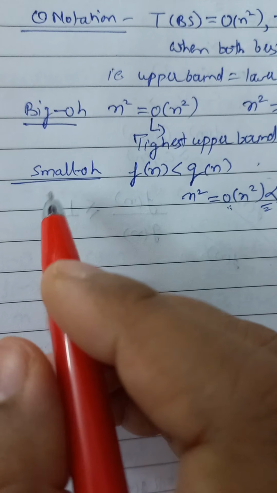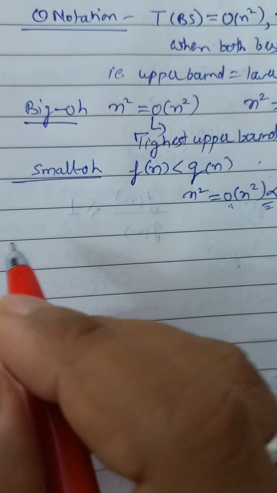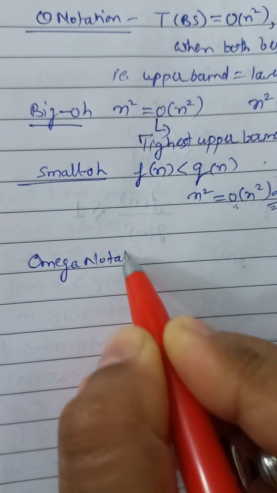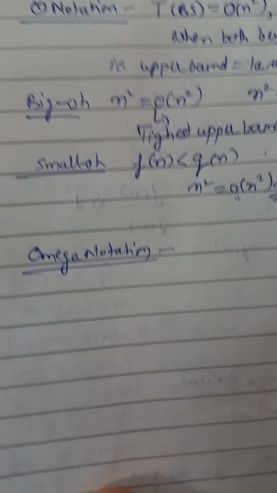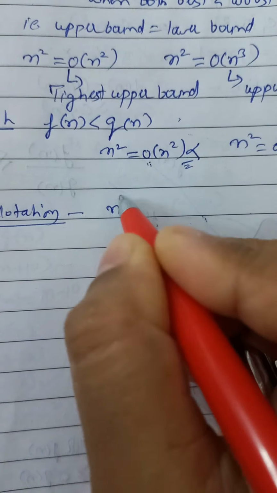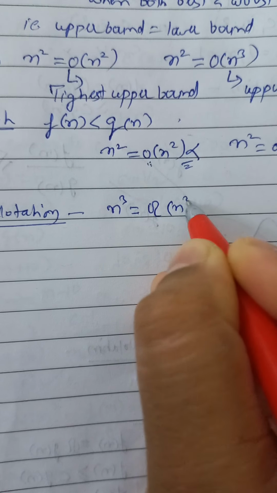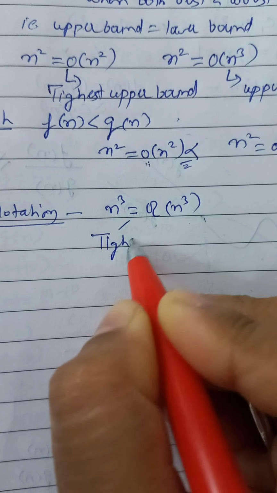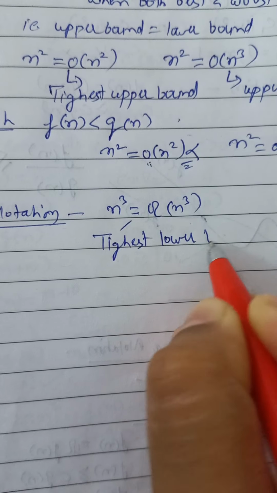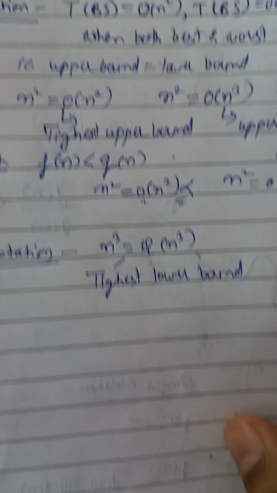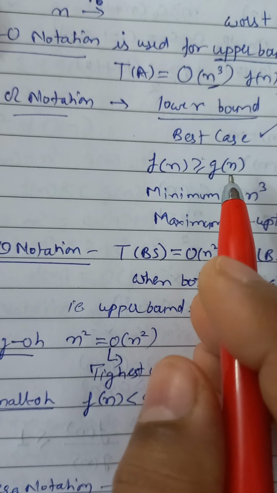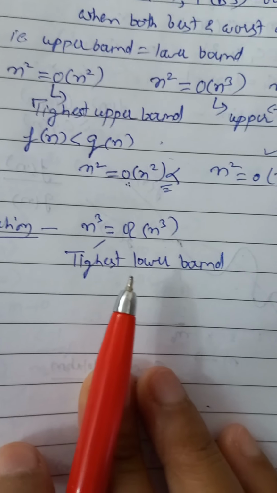In a similar way, we take omega notation. We will discuss the omega notation. So what do we have in omega notation? Suppose we have n cube is equal to omega of n cube. This is the tightest lower bound, because in omega notation we have f(n) is always greater than or equal to g(n). So according to this equals-to condition, this is the tightest lower bound.